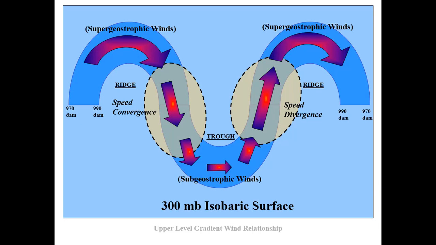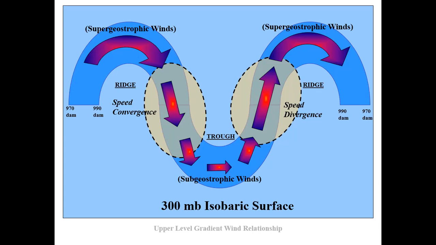Same thing goes in the atmosphere here. These air parcels are going to speed up as they come into a ridge. As they go across the top of this ridge, or this area of higher atmospheric heights, this huge hill in the atmosphere, that's called supergeostrophic winds. Remember, super means faster or higher wind speeds.